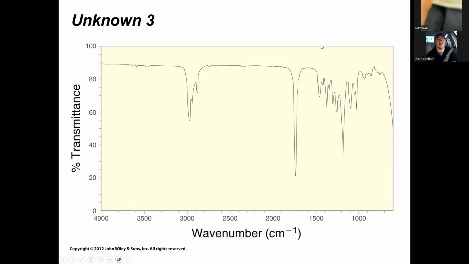Exactly. CH stretches. Every time you see those peaks at around 3,000 or so, you will always think of those as CH stretches. So most of the time we ignore that because it doesn't really give us too much information. But there is a very distinct signature here that tells me what kind of carbonyl it is.